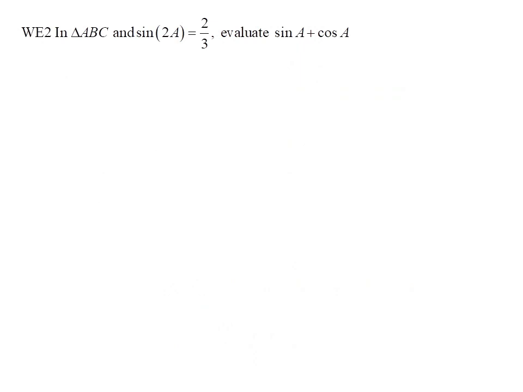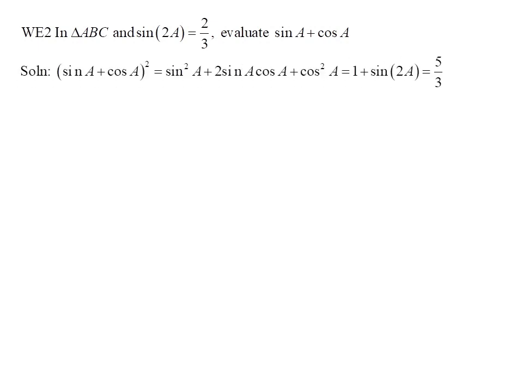In example 2, angle A is an angle in triangle ABC, and sine 2A equals 2 over 3. The question is to evaluate the sum of sine A and cosine A. Since sine 2A equals 2 over 3, which is greater than 0, therefore A is an acute angle.